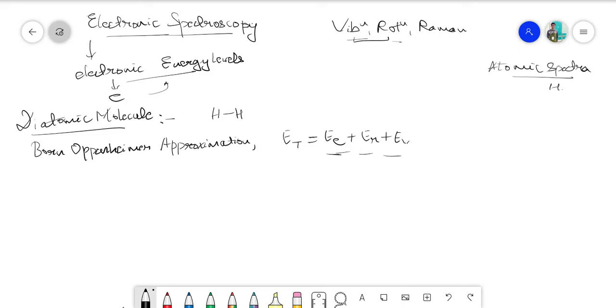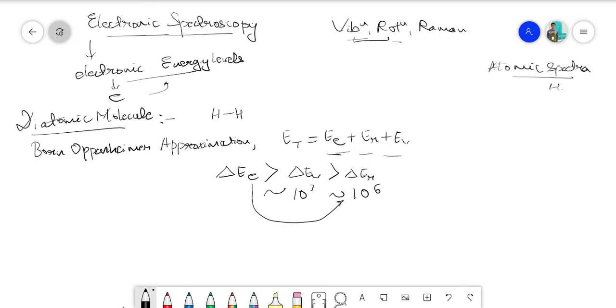Now, in terms of the energy difference between two consecutive energy levels, electronic is always greater than vibration, which is in turn greater than rotation. This we already know. And this is approximately 10 to the power 3, and this is 10 to the power 6, with respect to the electronic energy difference. Vibration with respect to rotation is 10 to the power 3 only.